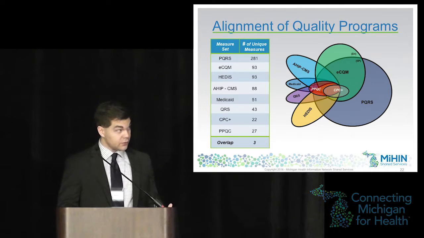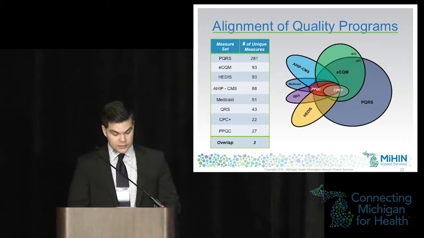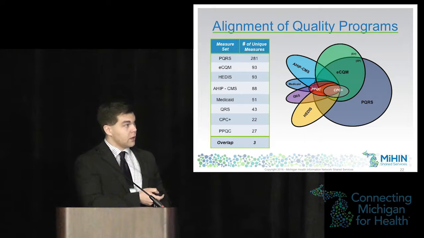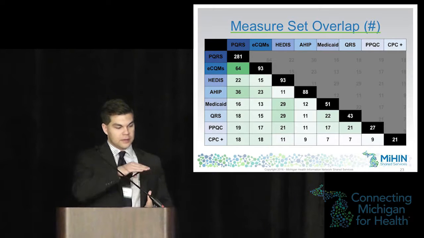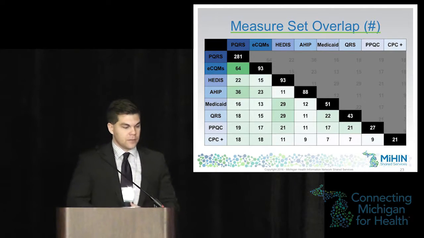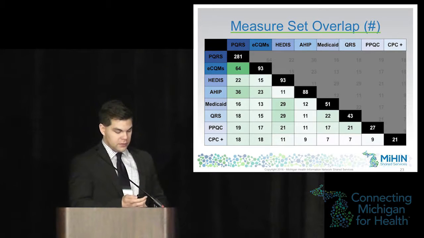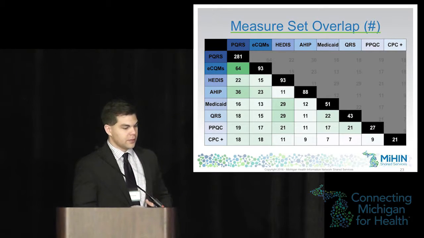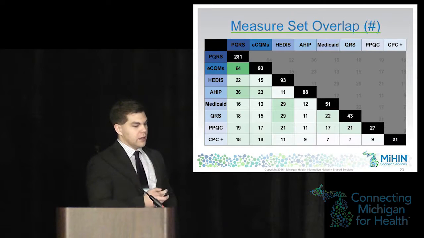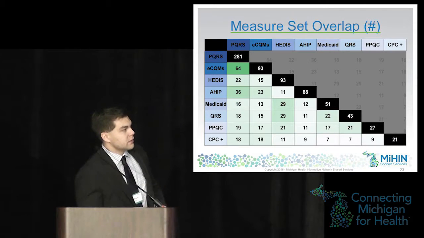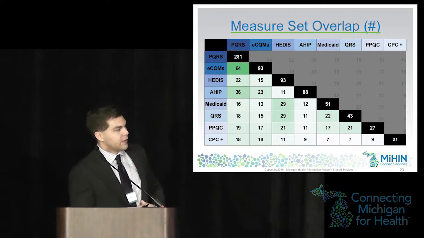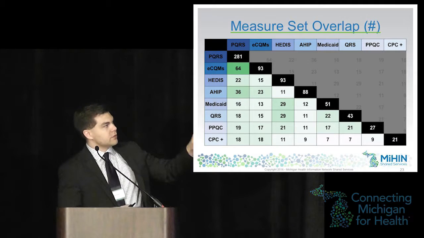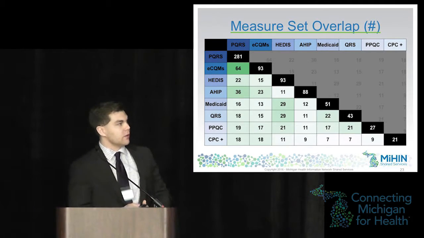Those include breast cancer screening, cervical cancer screening, and controlling high blood pressure. So let's dive in just a little deeper. These are the actual number of measures that overlap in between all the different sets. So just to draw attention to a couple areas, I don't think the laser pointer works here, but you can see Medicaid and QRS intersect pretty heavily with HEDIS, as well as CPC Plus at the bottom there. 18 of the 21 measures are ECQMs, so that's another notable one.